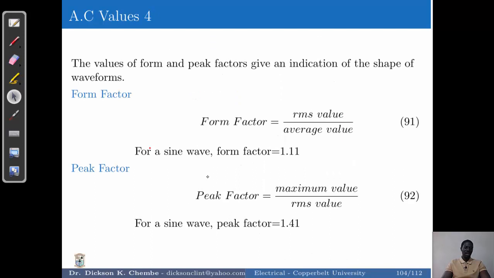Other values that we look at are the form and peak factors, which simply give an indication of what kind of waveform you're dealing with.